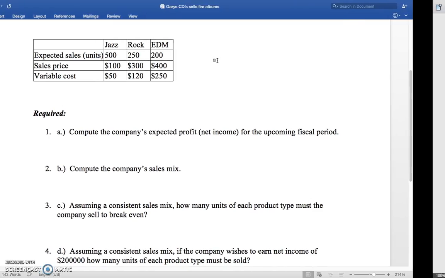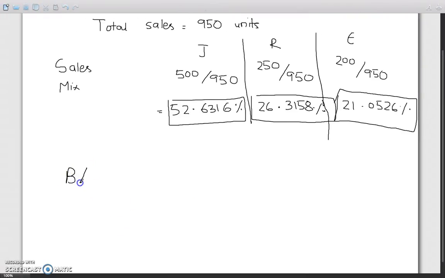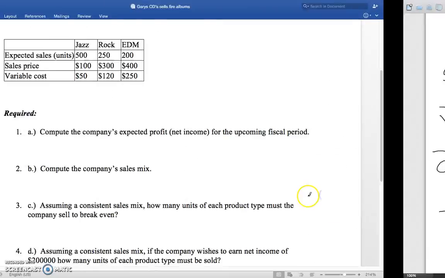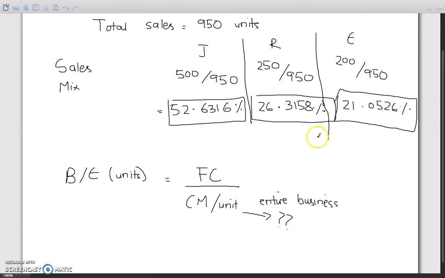So for that reason, first off, we're going to recall what the break-even formula is. Break-even in units is when you take your fixed costs and divide it by your contribution margin per unit. But the question is, how would you find the contribution margin per unit for the entire business when you only have per unit information available for each product? Well, this is where your sales mix comes into play.